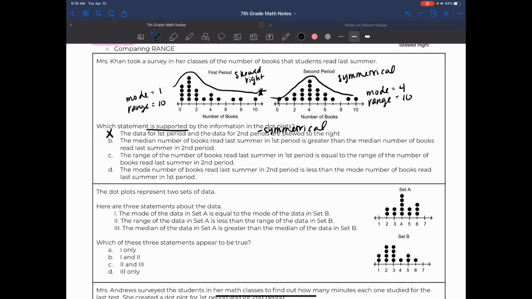So I know A can't be my answer because the data for first period is skewed right. B, the median number of books read last summer in first period is greater than the median number of books read last summer in second period. Okay, so I need to find the medians of both. I'm just going to mark them off. So let's go one at a time from left to right. Until I find the middle. It looks like I have 1 and 2 in the middle, which means my median is 1.5.